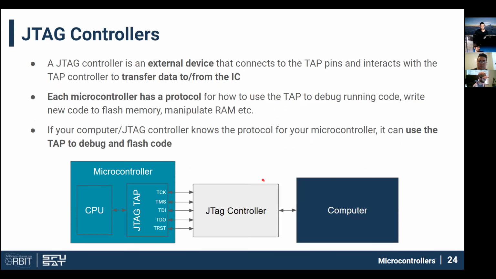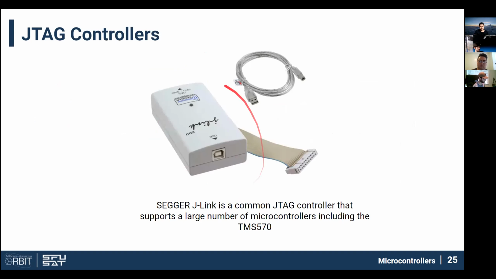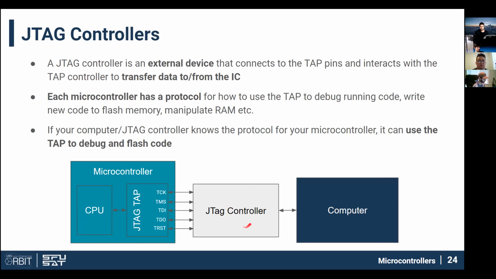So the way this looks is you have a JTAG controller connected to the tap. And this JTAG controller is typically a J-Link, one of these guys. If you're using our OBC hardware, we'll give you one of these to be able to create this setup. This JTAG controller basically knows how to use these pins to upload code to the CPU and to debug it. So just tell the CPU to halt, read registers, etc.